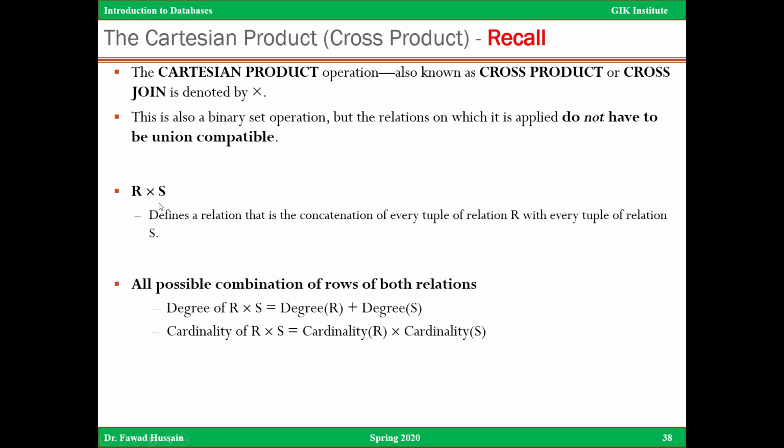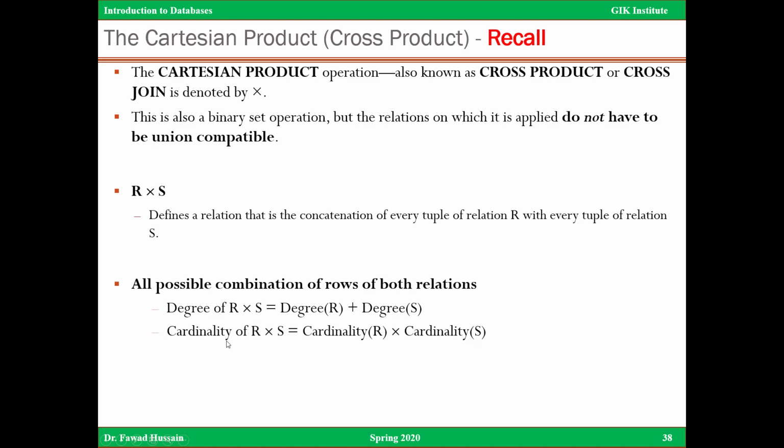R cross S defines a relation that is a concatenation of every tuple of the relation R with every tuple of relation S. The degree of that resulting table, where the degree is the number of columns, is the degree of R plus the degree of S. In simpler words, the columns of the table R plus the columns of the table S, even if some of them are redundant. You are just going to add them. If there is a common attribute, it will be repeated.